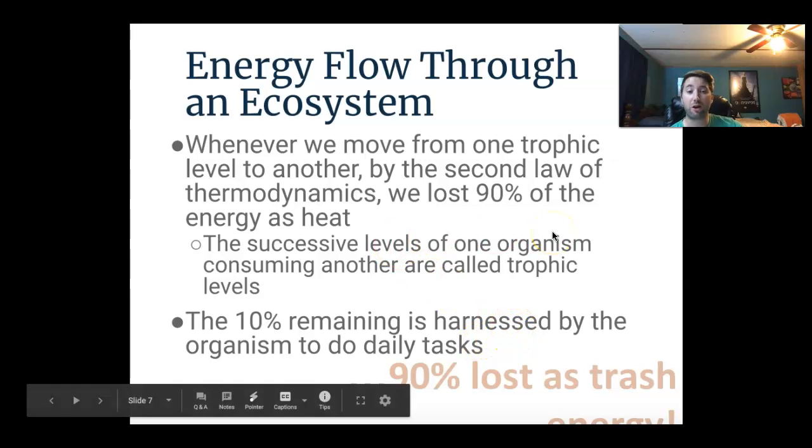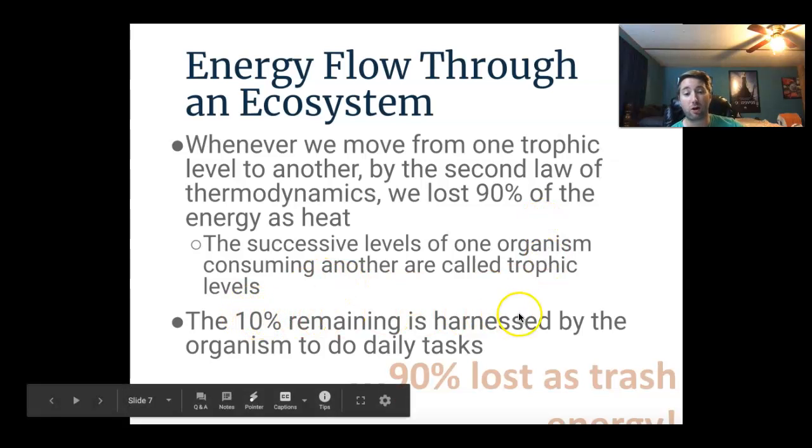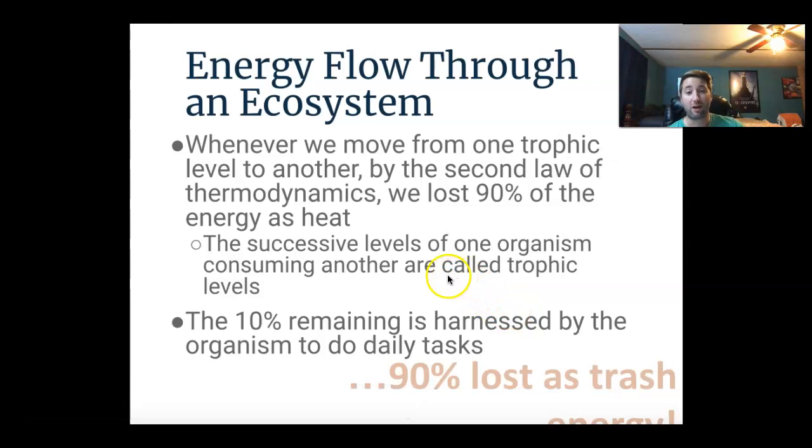So whenever you put off heat, we're not doing anything with that heat, are we? We're just putting it off as a byproduct, as trash energy. So the remaining 10% can still be harnessed to do daily tasks. So as you move from one trophic level to another, you're losing 90%, or you're only retaining about 10%.